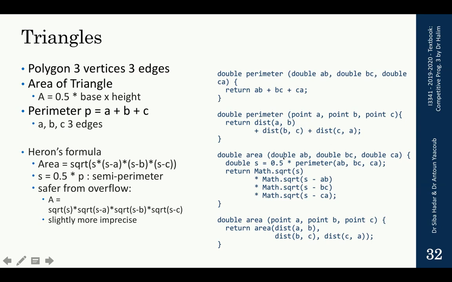If you have the 3 sides and you want to calculate the area of the triangle, you just apply Heron's formula. And if you want to calculate the area given the 3 points, you just calculate the respective distances between the 3 points and you call the previous area function.